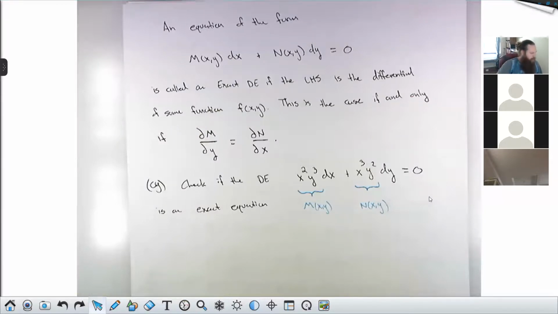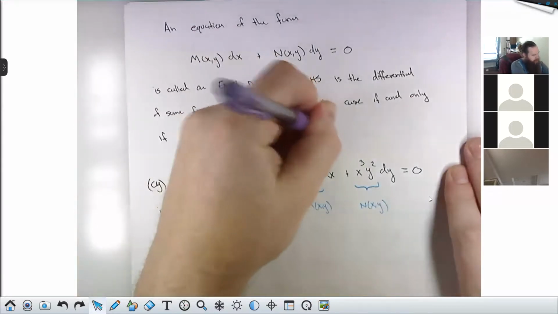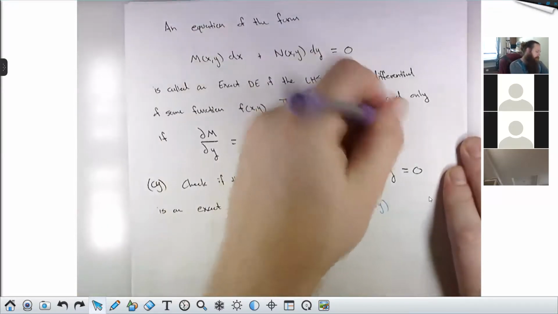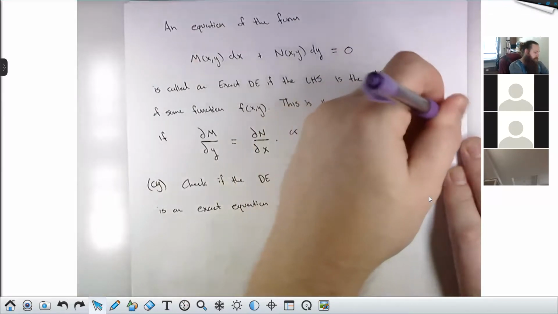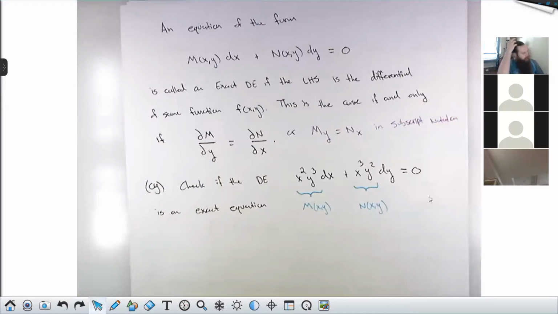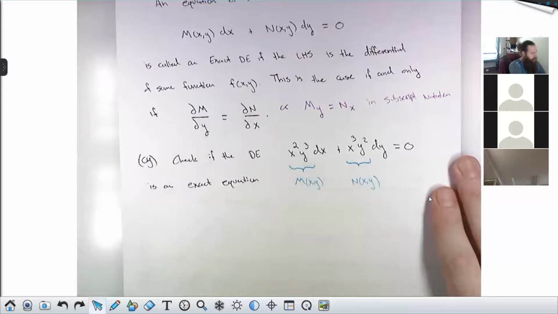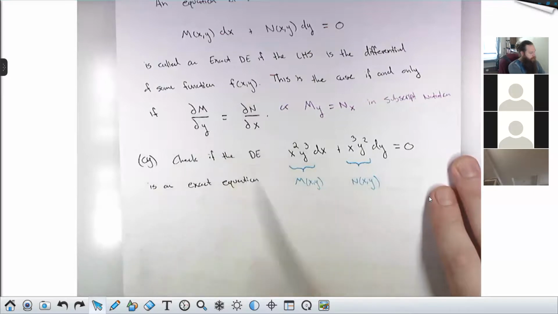Another quick remark on the notation: if you want to, you can write this as m sub y equals n sub x in the subscript notation. Remember, that's the alternate notation for partial derivatives that I really prefer because it's much nicer. But for this example, at least, I'll write it out in the full curly Leibniz notation. So what we want to check is that the partial derivative of m taken with respect to y is equal to the partial derivative of n taken with respect to x.